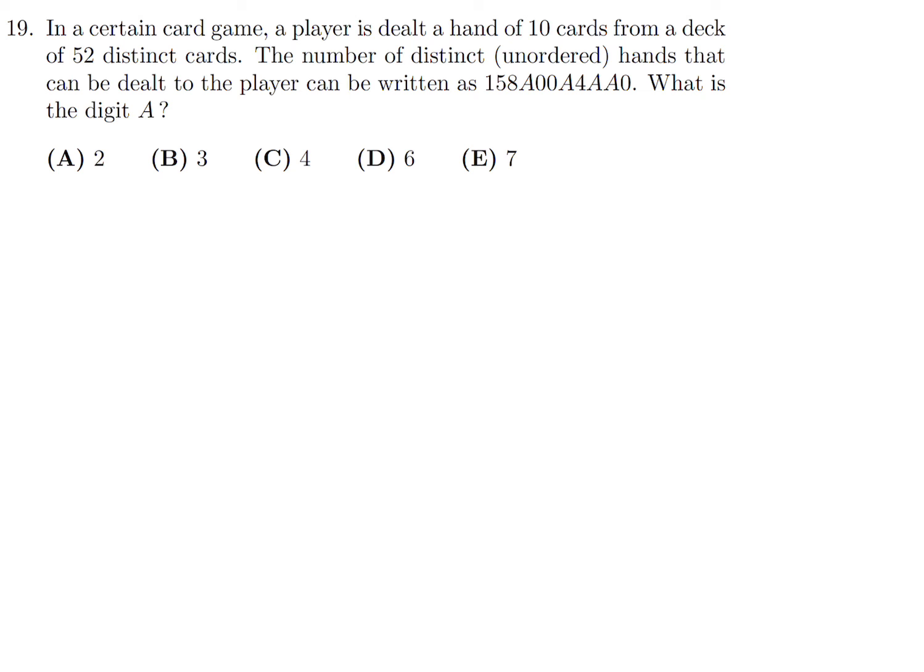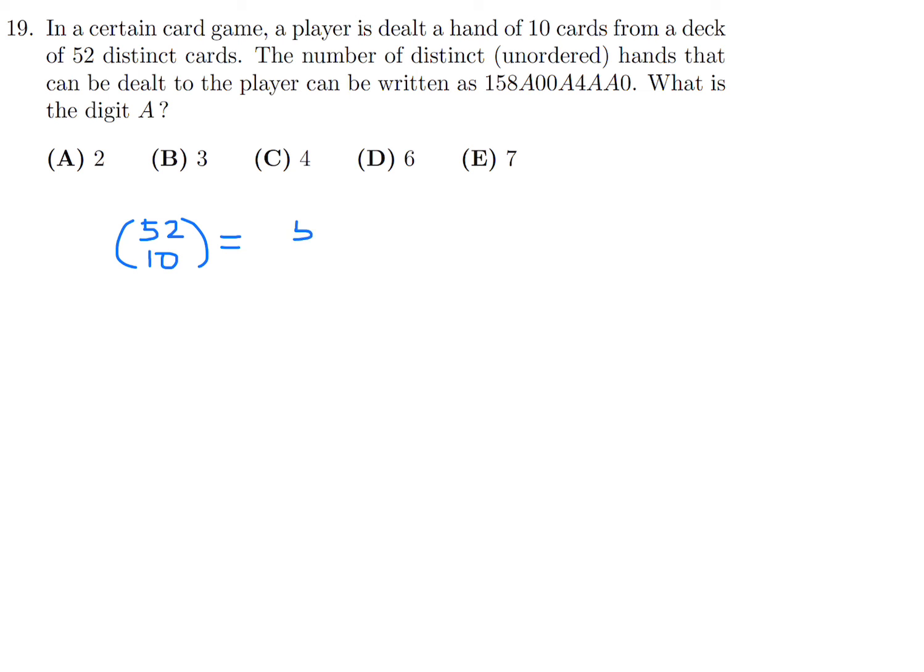In a certain card game, a player is dealt a hand of 10 cards from a deck of 52 distinct cards. The number of distinct unordered hands that can be dealt to the player can be written as 1, 5, A, 8, and so on. What is the digit A? Well, with a calculator, this would be a piece of cake because from 52 cards, you choose 10. And that's it. That's pretty much the question. But the reason it's number 19 and therefore more difficult is because you're not allowed to use a calculator.